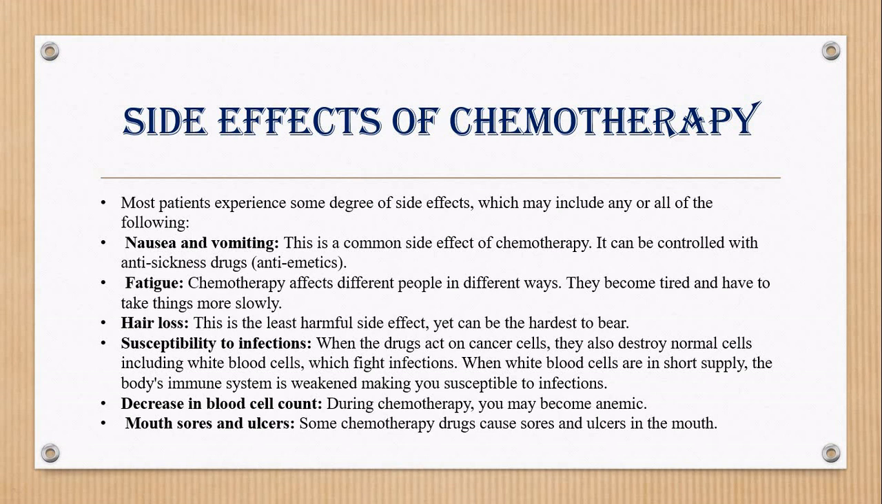Fatigue. Chemotherapy affects different people in different ways. They become tired and have to take things more slowly. Hair loss. This is the least harmful side effect, yet can be the hardest to bear. Susceptibility to infections. When the drugs act on cancer cells, they also destroy normal cells including white blood cells, which fight infections. When white blood cells are in short supply, the body's immune system is weakened, making you susceptible to infections. Decrease in blood cell count. During chemotherapy, you may become anemic. Mouth sores and ulcers. Some chemotherapy drugs cause sores and ulcers in the mouth.